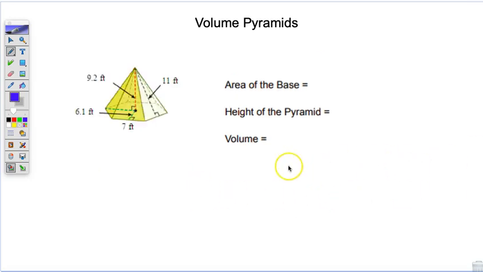Next, it looks like we have a shape on the bottom that we learned yesterday and the day before, and it's a hexagon. So this is called a hexagonal pyramid.